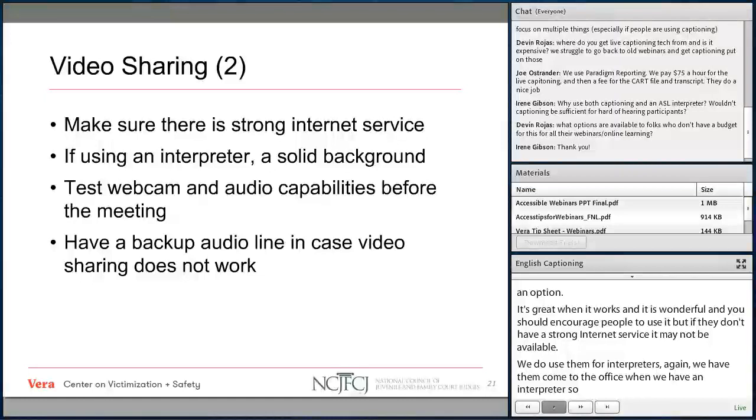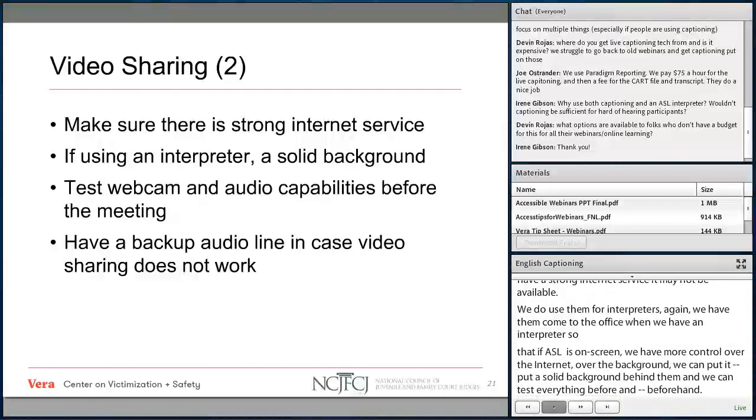There are ASL interpreting companies that specialize in remote interpreting, so that's certainly something you could look into. But again, I would test everything multiple times beforehand to make sure everything is compatible. And your budget may or may not allow for that.